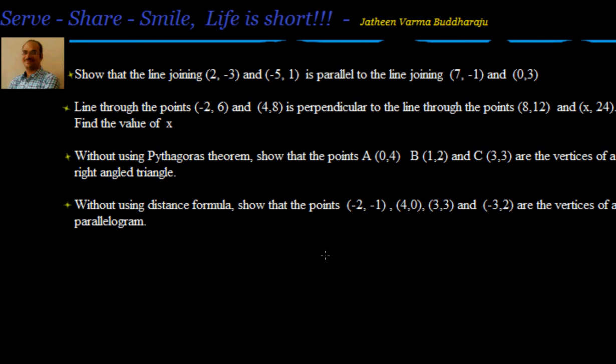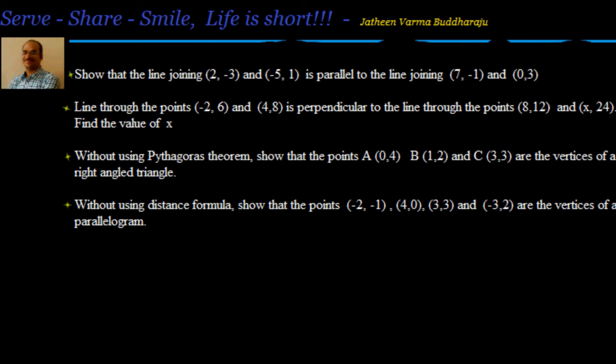We are going through slope of a line as part of coordinate geometry. So we have some examples to do. Let's do them together. The first one: show that the line joining the points 2 comma minus 3 and minus 5 comma 1 is parallel to the line joining another 2 points. So we have 2 points by which you can have one line segment. You also have another 2 points by which we can have another line segment. We have to show that these two line segments are parallel to each other.